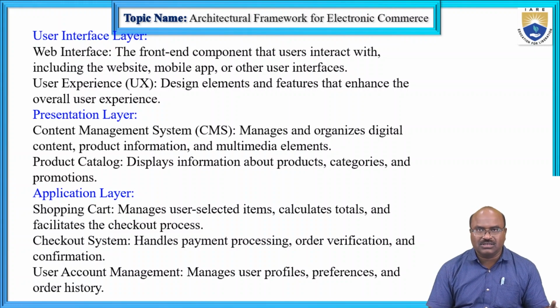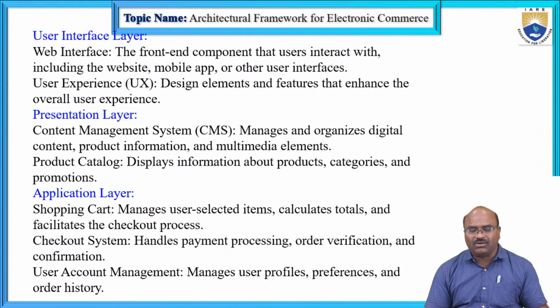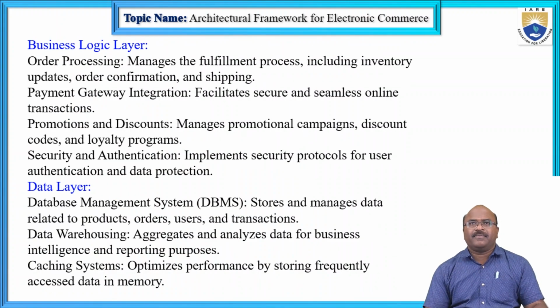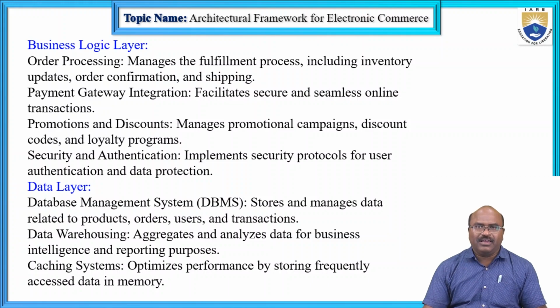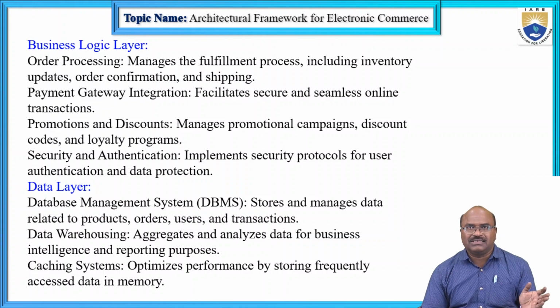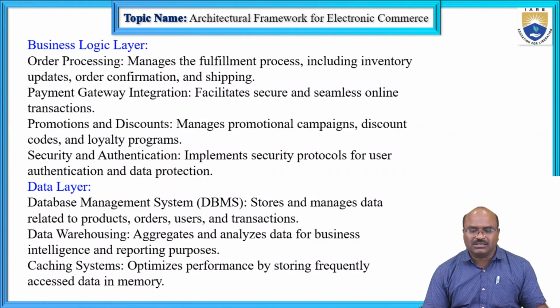One is the shopping cart, the second is the checkout system, and the third is user account management. These three are treated as the application layer. And the fourth layer is called the business logic layer, BLL. Here, order processing is one of the important parts of the architectural framework for electronic commerce. It is the heart of the entire architectural framework.